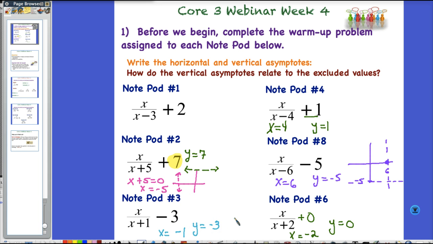So you guys, now you understand how to find the asymptotes for a simple rational expression. And so if we want to answer this question, how do the vertical asymptotes relate to the excluded values? They are one and the same. They are one and the same. Okay? And what I want to do is take you over to the Desmos and check it out really quick.